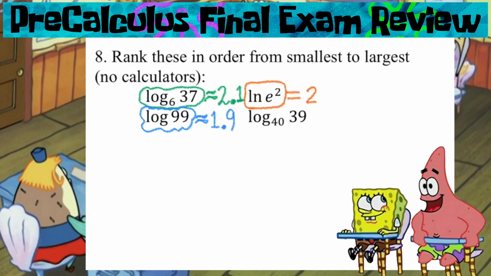And then last but not least, we have this guy over here. 40 to what power is 39? Well, 40 to the first power is 40. So this is going to be a little bit less than 1. So I'm going to approximate and call this 0.9.